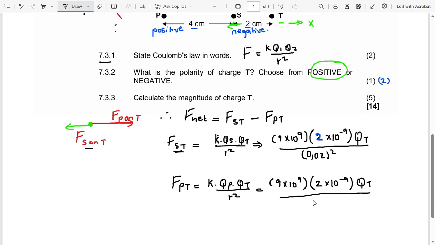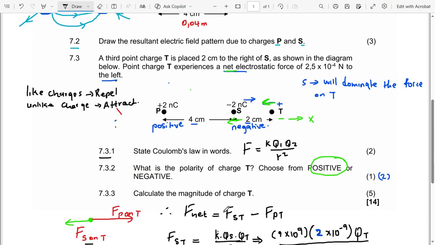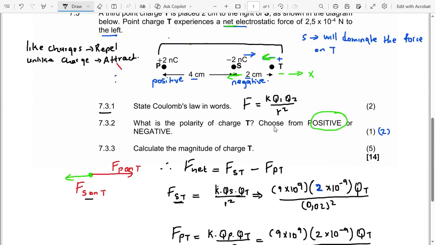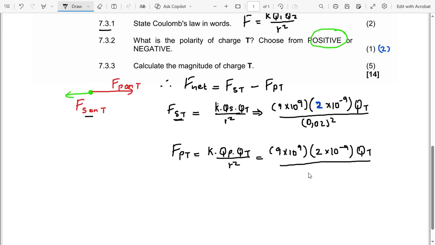Everything divided by the distance between P and T. The distance between P and T is the sum of 4 plus 2, which is 6 centimeter. When you convert that, we get 0.06. Please keep in mind that when you convert from centimeter to meter, you divide by 100.